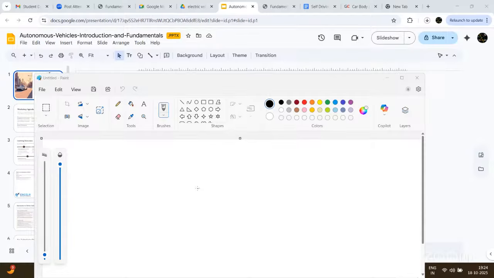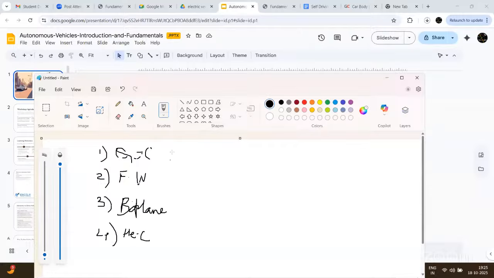Okay. So the first category is the quadcopter. The second is the fixed wing. The third is the biplane. And the fourth is the helicopter.